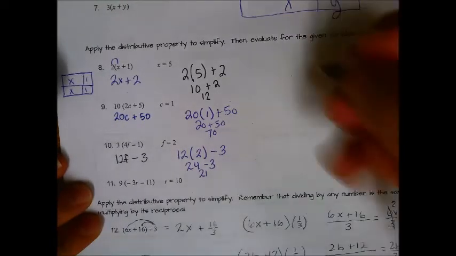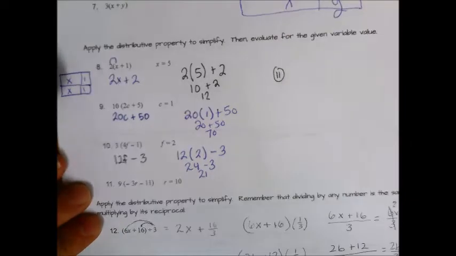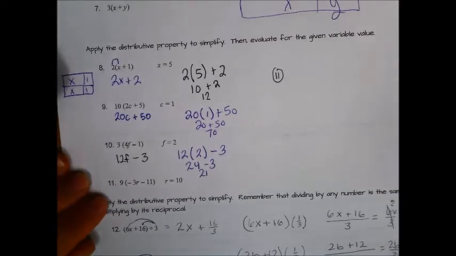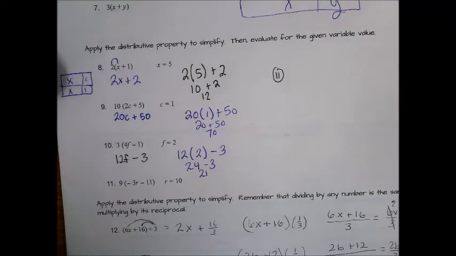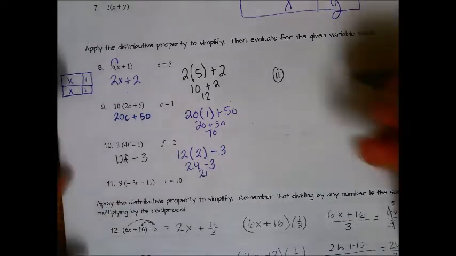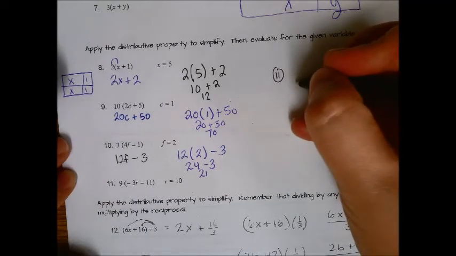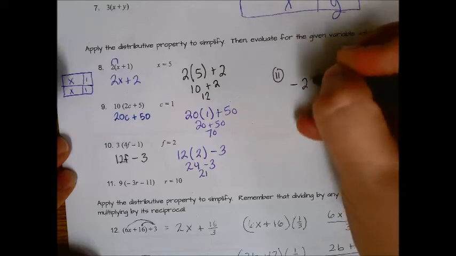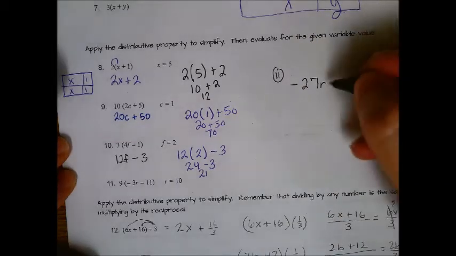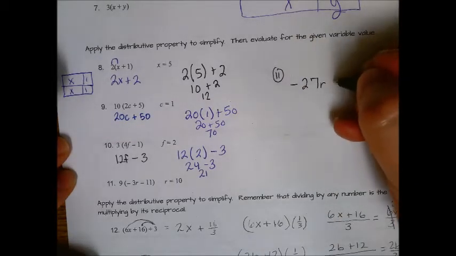I'll do number 11 over here, and I'd suggest that you do the same. I didn't really leave enough room for you. I'm sorry about that. Number 11, let's start by distributing that 9. So 9 times negative 3r gives me negative 27r. And then I've got 9 times minus 11, so I get minus 99.